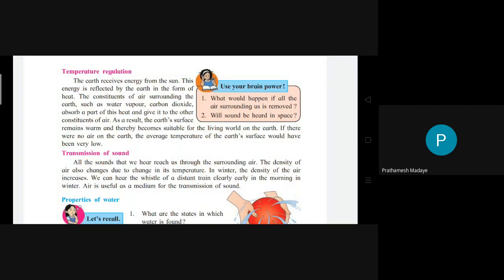And as a result, what happens? Earth's surface remains warm and thereby it becomes suitable for the living world on the earth. If there were no air on the earth, the average temperature of earth's surface would have been very low. And in that very low temperature, we would be unable to survive.